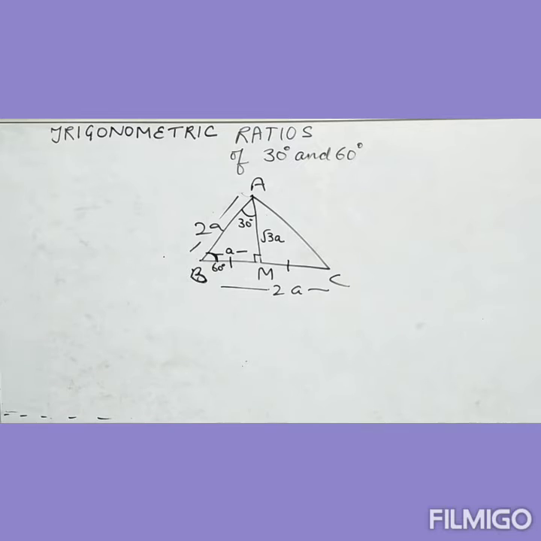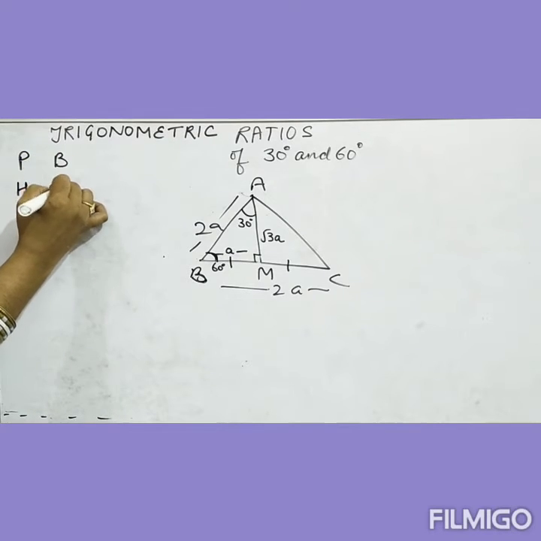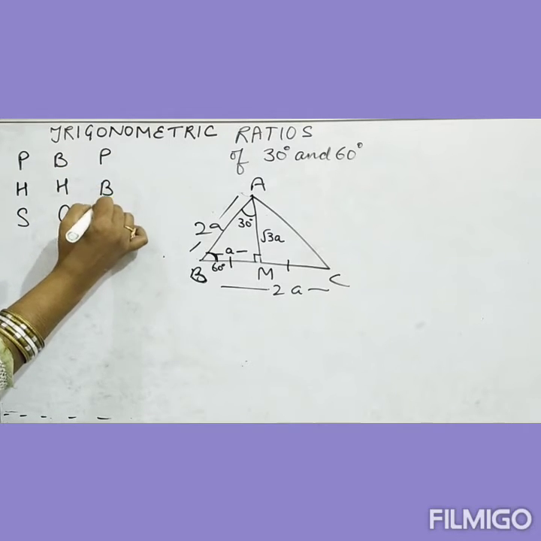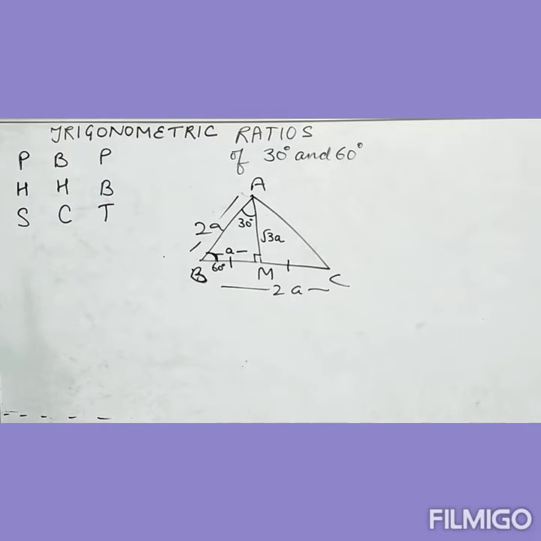Okay, before finding out the six ratios, you should have the formula, and the trick I have given. Right? S for sine, this is for cos, this is for tan. Now first I'll take the values for 60 degree.